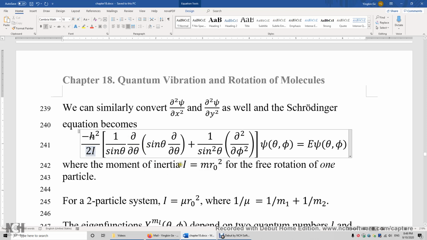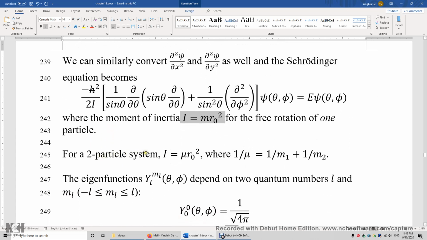And this is for one particle system. If we have a two particle system, I is mu times r naught squared. And 1 over mu is 1 over m1 plus 1 over m2. R naught is the distance between the two masses. And again, we are assuming the distance between these two masses is a constant.